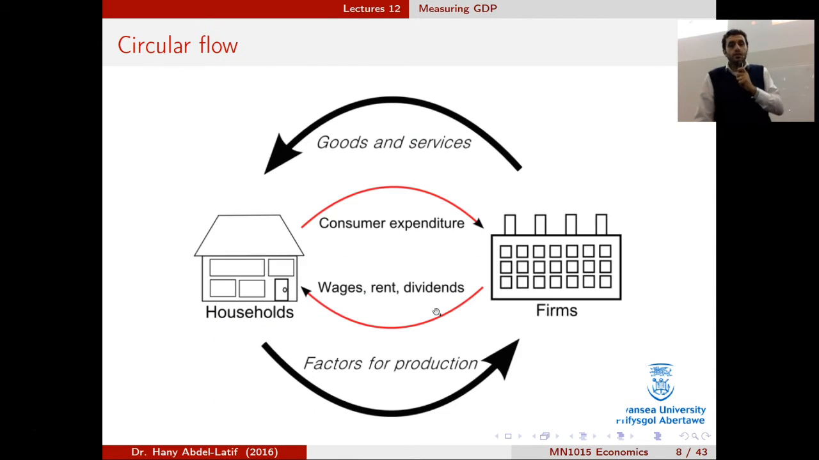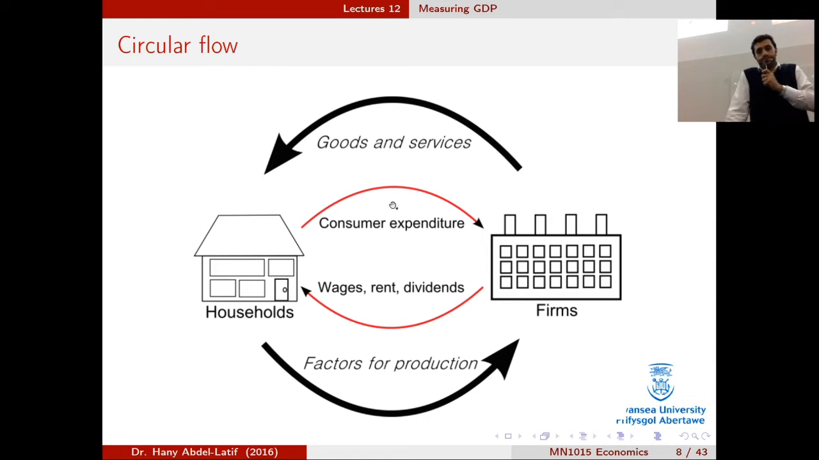So to summarize, this summarizes the whole picture. What we have here are two sectors: households and firms. Households own factors of production, and they give these factors of production to firms. So firms buy or hire these factors of production from households. And then firms produce goods and services. These are the physical items, you see. And then goods and services go to households. In return, households pay for these goods and services. So this is the consumption expenditure. Okay? So that's what households do.